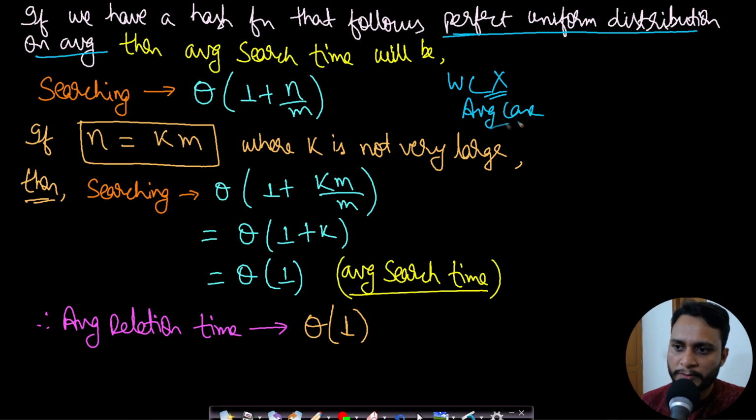Okay, so for average case time complexity, we will use theta. So the searching time will now be theta of 1 plus n by m instead of order of 1 plus n by m. I hope you understood it.